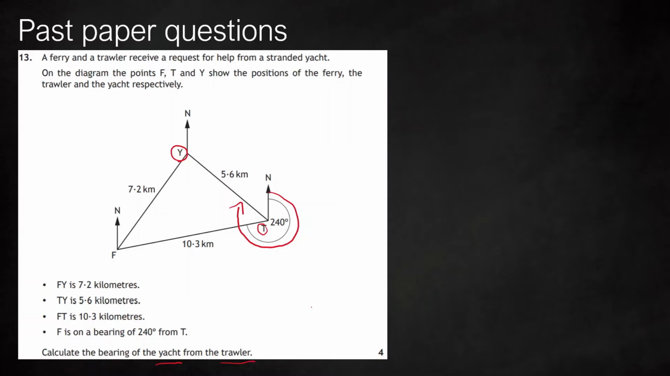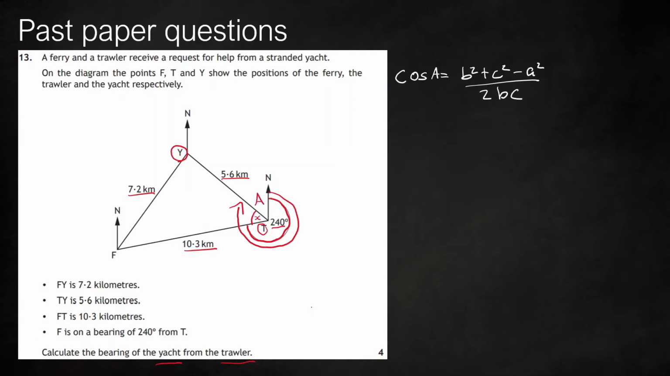Okay, so the first thing we note is we've got this angle here already. It's 240 degrees. So if we find this angle inside the triangle, then we'll have the full bearing. We can notice straight away that we've got three sides and we're looking for an angle, so we need to use the cosine rule. And don't worry, you'll get given this in your paper, at the start. I'm writing it down here so we know what we're doing.